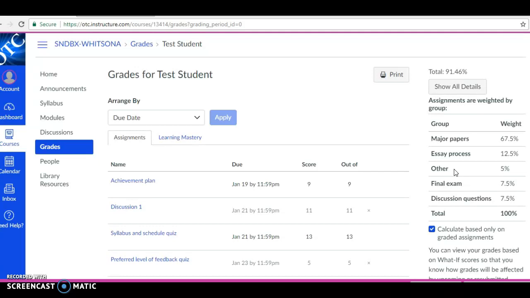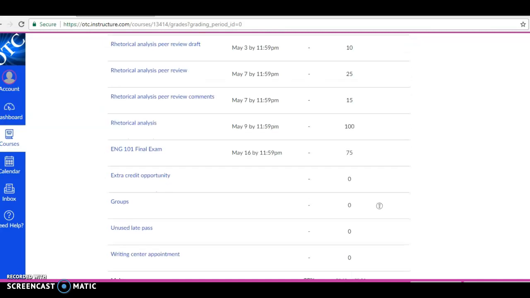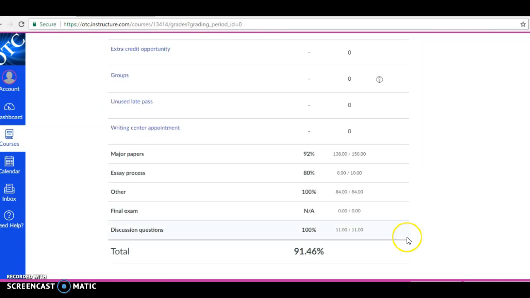Okay, so this is not set up as simple points. If it was set up as simple points, and you wanted to find your grade in the class, you would add up each score that you got, and then add up each point value for the points available and just divide it out. That's not the way the grades work in this class. They're weighted. And the good thing is the math is not super complicated, but Canvas will do the math for you.